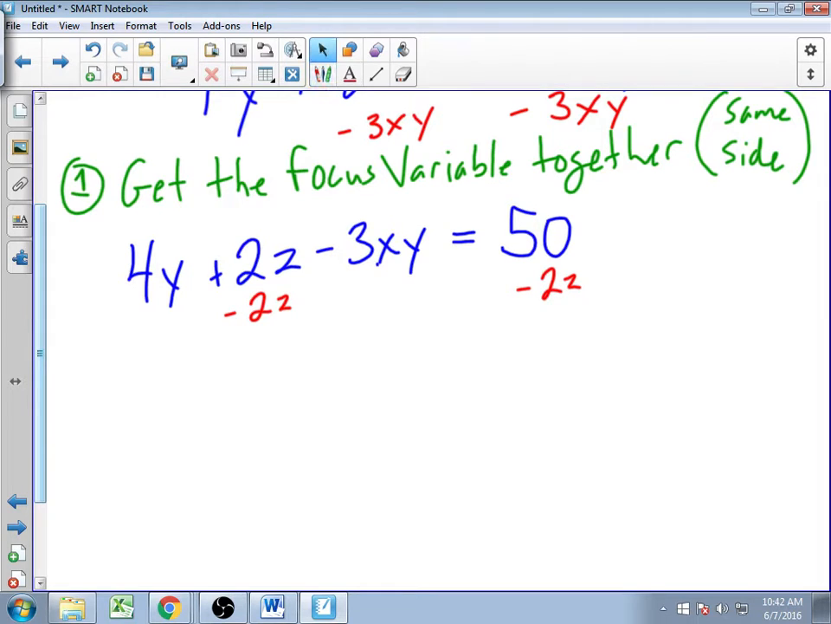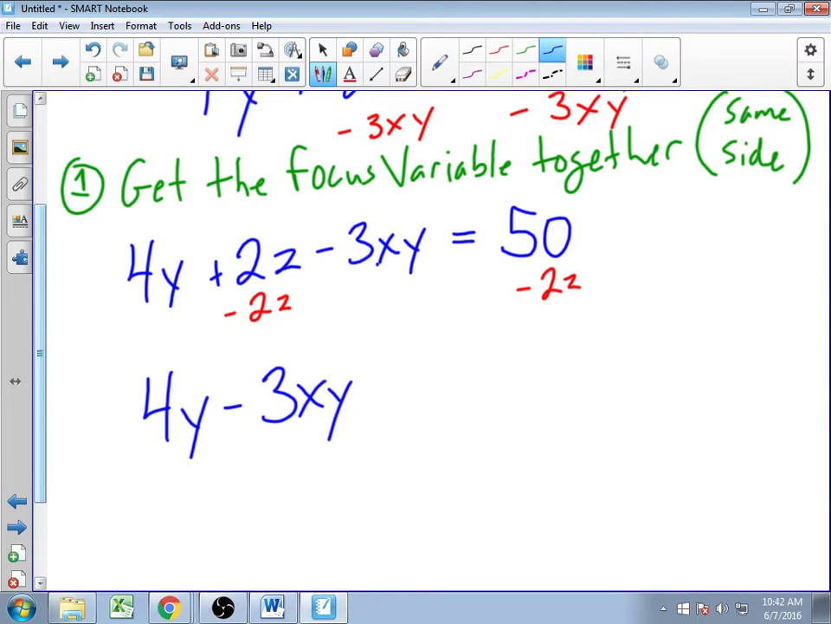When we do that, it wipes itself out on the left side. So 4y minus 3xy equals 50 minus 2z. Any questions on anything I've done up to this point? No. Now is the tricky part. Now what we want to do is isolate the y.